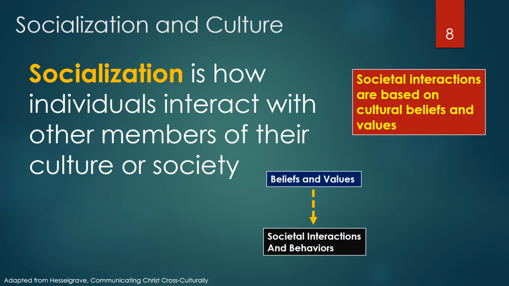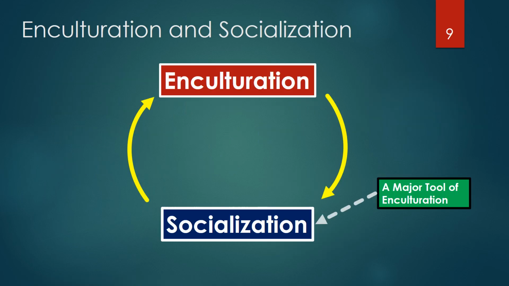A major point is that societal interactions and behaviors are based on cultural beliefs and values as diagrammed. So enculturation influences the way a culture or society socializes by teaching and instilling in members the culture's beliefs, values, institutions, behaviors, and norms. This interaction between enculturation and socialization isn't unidirectional, but cyclical or bidirectional. Effective enculturation requires a mechanism to transfer cultural information. Socialization, or the interaction of societal members, is a major tool societies use to enculturate members.